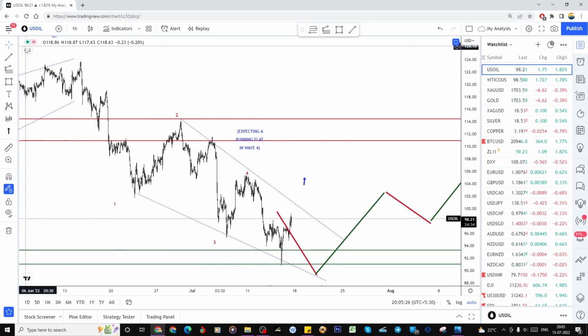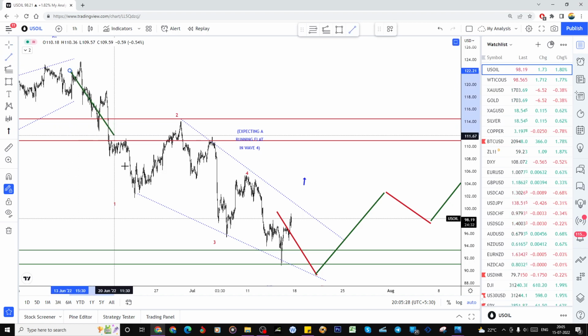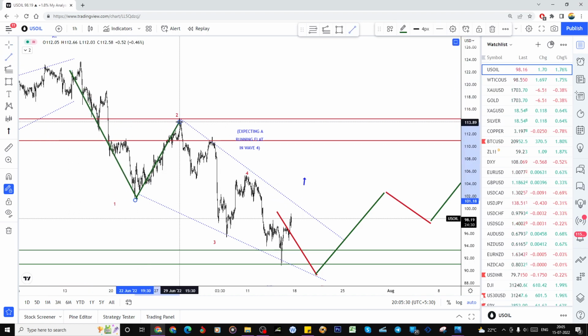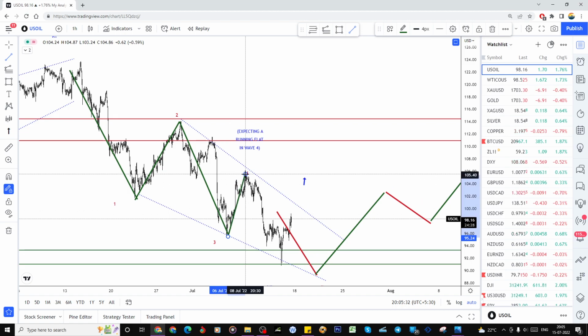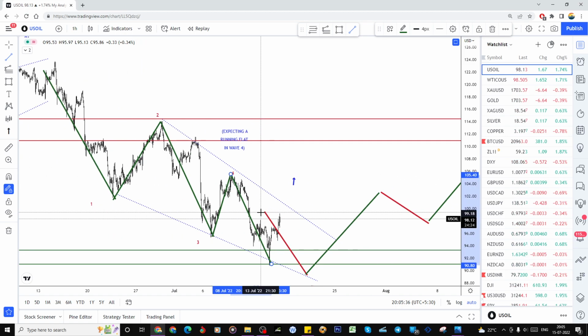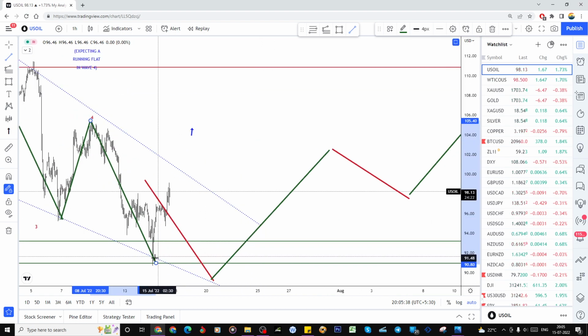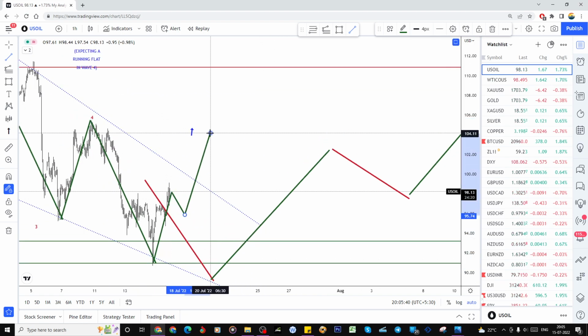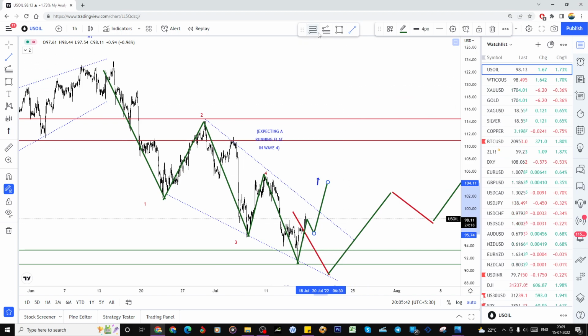So look at this. This is the 1. This is the 2. This is the 3. This is the 4. And this is the 5. So what else do you need, sir? What else do you need? Now what we need to do is look for this 5-wave structure.